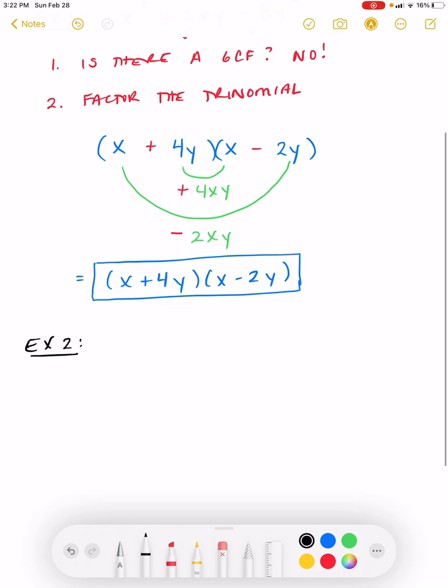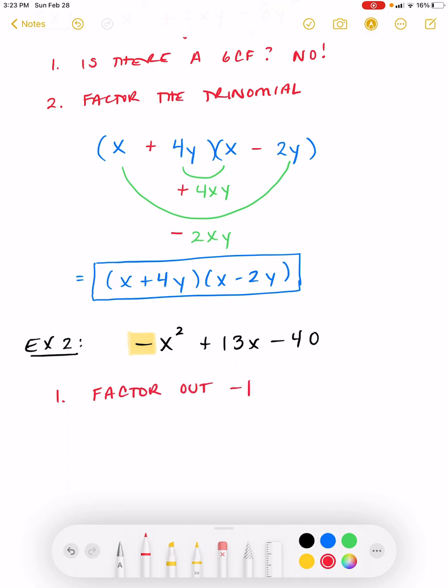This is kind of an interesting problem that you're going to see come up a couple times. Negative x squared plus 13x minus 40. So the question always becomes, is there a greatest common factor? Well, in this case, I think it's a little bit easier to see that there's not a common factor. However, what's grabbing my attention right here is this negative that comes first. Before you factor a trinomial, I want that leading coefficient to be positive. And so what we do is, in math, we can factor out a negative 1.